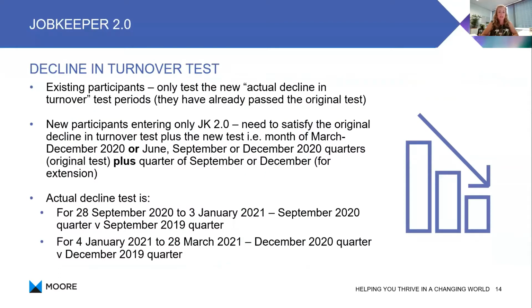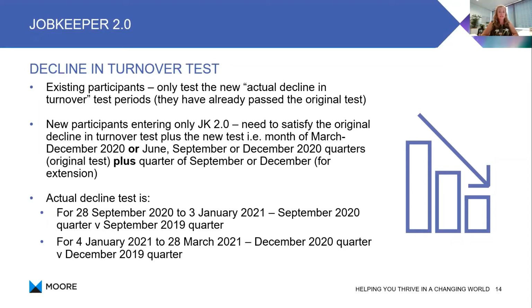The big one, how do you get into JobKeeper? We've talked so far about eligible employees. We really need to talk about eligible businesses. So to even get into these rules to start with, it's the decline in turnover test that's kind of changed, and that's something that you'll need to look at with a fresh set of eyes.